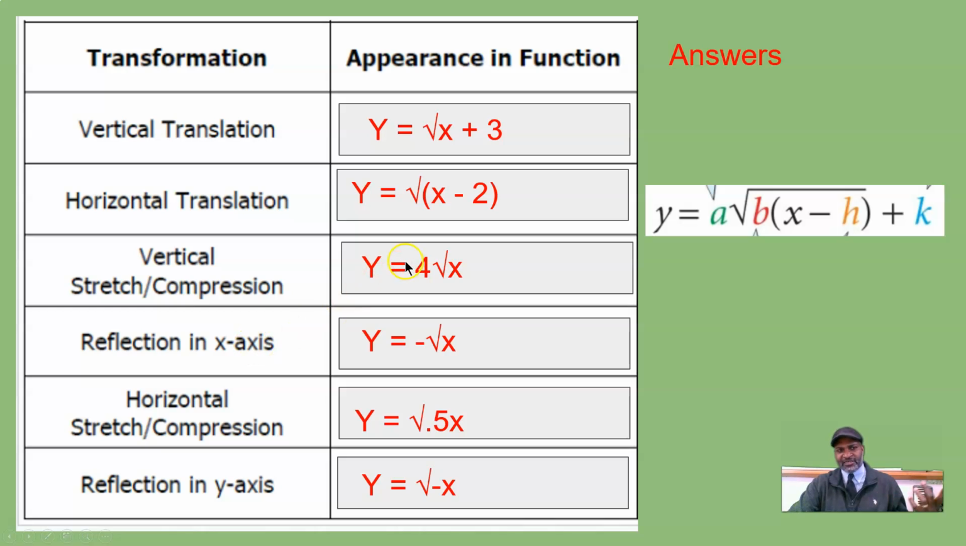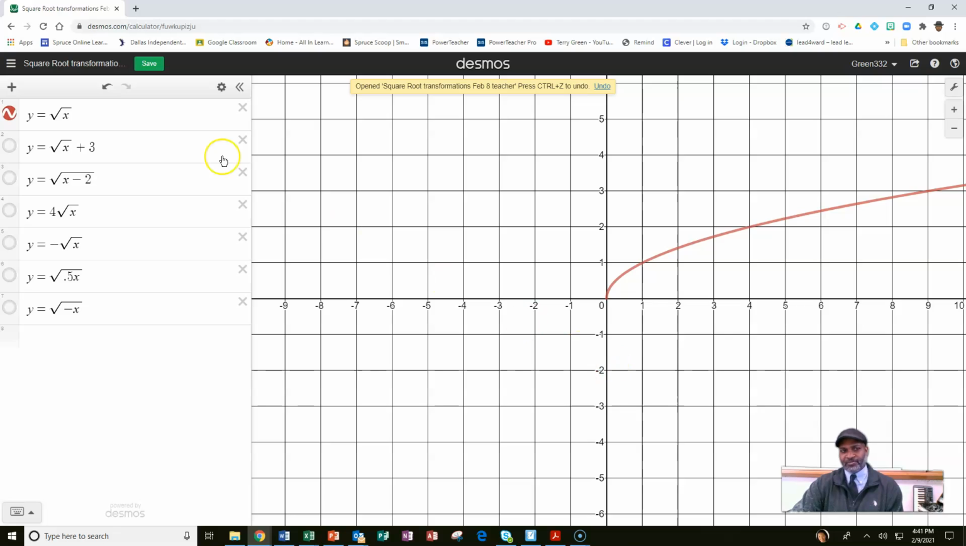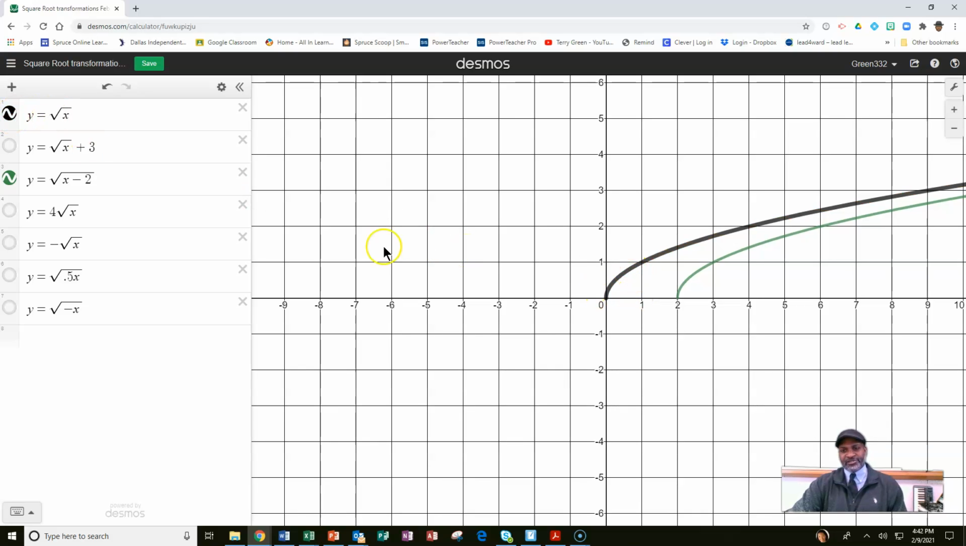Okay, so here are some examples of translations. Here, y equals the square root of x plus 3, it moves the graph over 3 units. Okay, so let me show you what this looks like. Look what happens when we add 3 to the function. That's a vertical shift. Look what happens when I subtract 2 from it on the inside. This is a horizontal shift. It moves the original graph 2 units to the right.